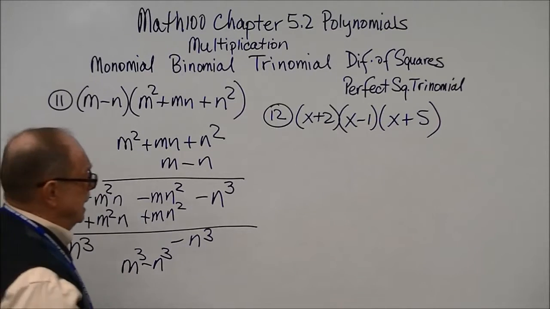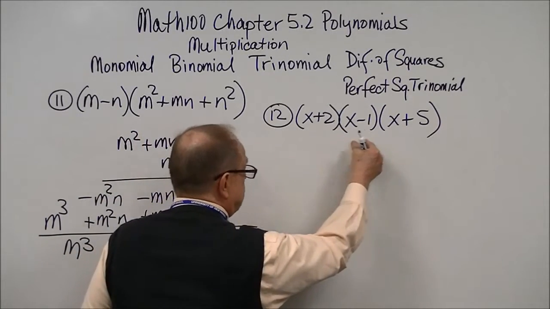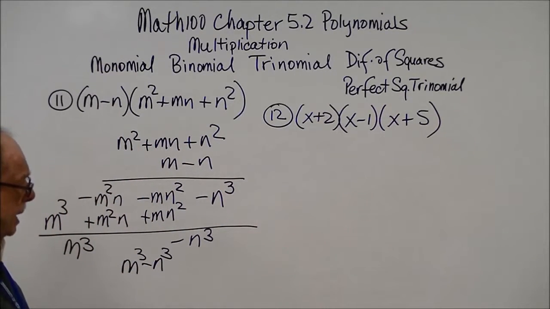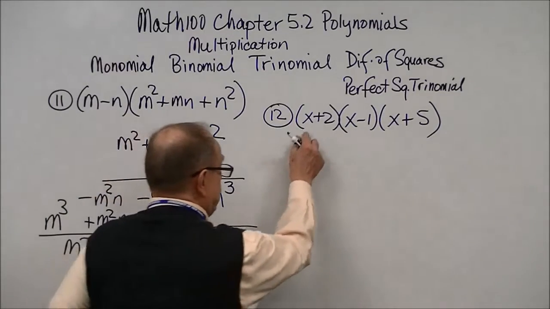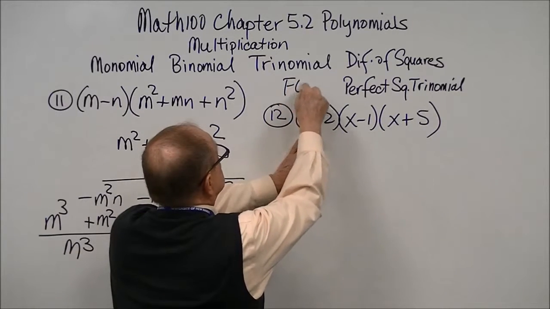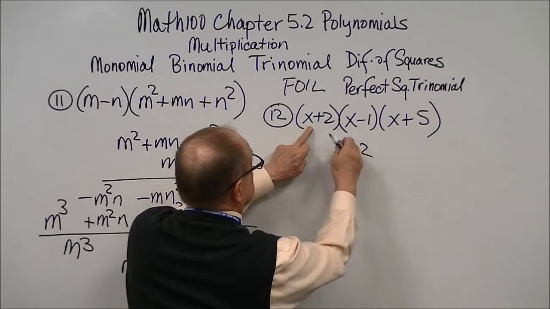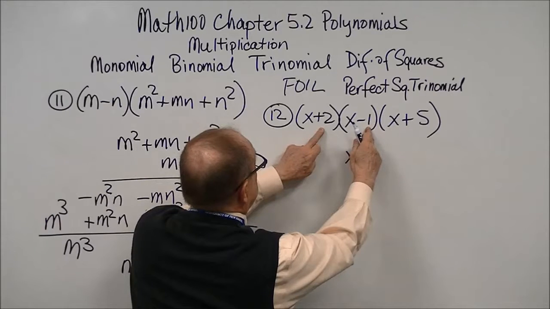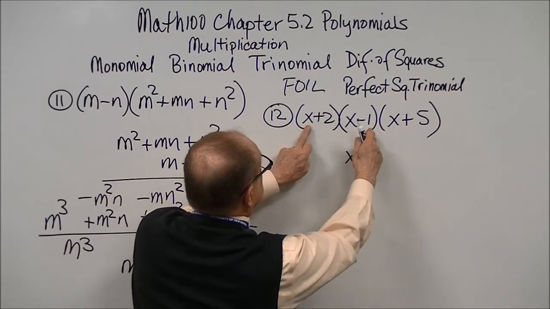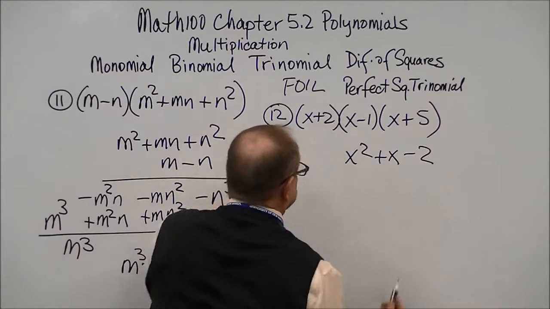Now for number 12, again, here we're having a binomial times a binomial times a binomial. These are just a little tedious, and what you need to do is you multiply these two, let's say, together first. So I'm going to use the FOIL that we're going to get to very shortly. So this gives me an x squared. My outers is a negative 1x, inners, so this gives me a plus x, and then a negative 2.